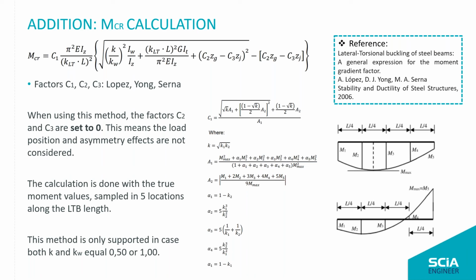However, what it does add is that it uses the actual moment distribution. We will sample the moment value along 5 positions on the beam and use those moment values to calculate a C1 value, which allows you really to take into account some funky moment shapes that are not inside the standard diagrams and to properly account for those. So that's why this method can be interesting.